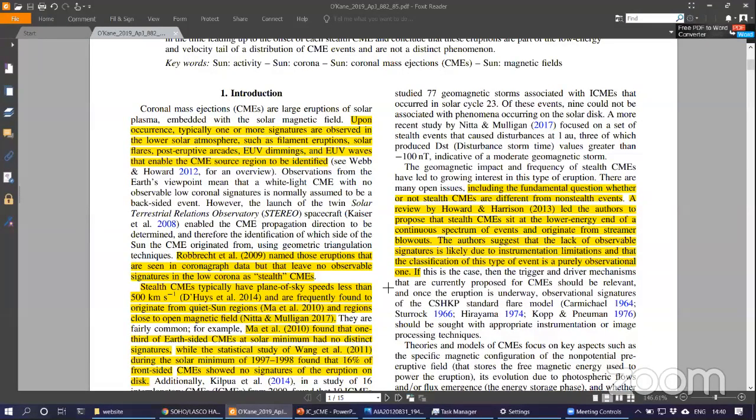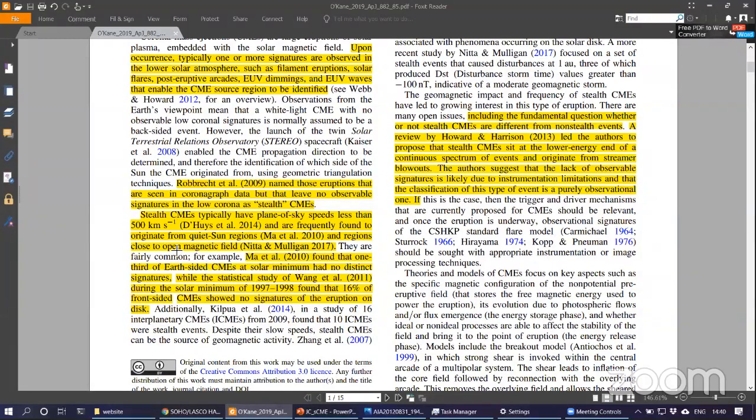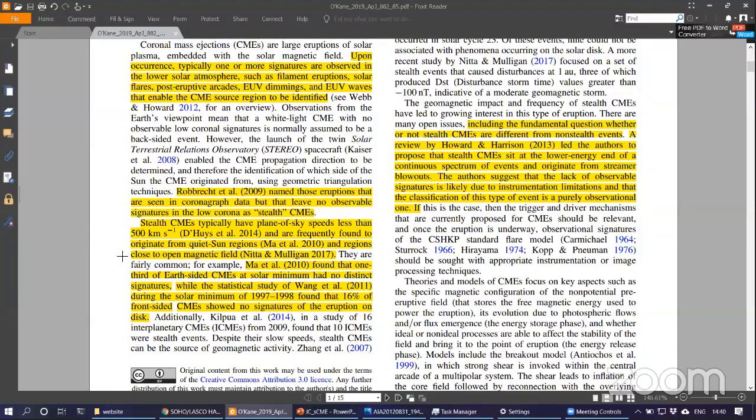Generally, a few statistical studies have revealed that they have speed less than 500 kilometer per second. If you draw the spectrum of the speed distribution of the CMEs, these typically lie in the lower end of the distribution, with speed ranging from a few kilometer per second to at max 500 kilometer per second. But even that speed is sufficient for causing disturbances on Earth.